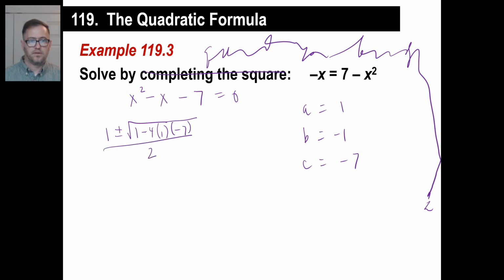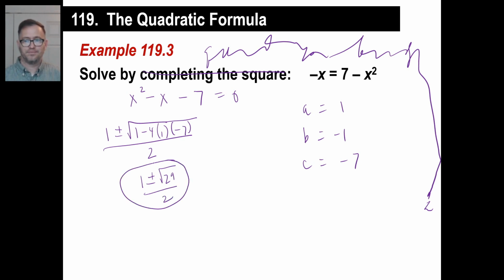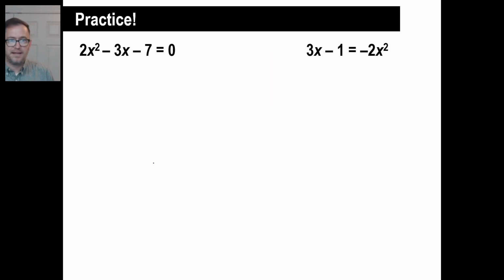Okay. So negative 4 times 1 is negative 4. Negative 4 times negative 7 is 28. 1 plus 28 is 29. So it's going to be 1 plus or minus the square root of 29 over 2. Those are your two answers right there. Good enough. All right. Okay. Try practice problem A, and we'll come back together and do it.